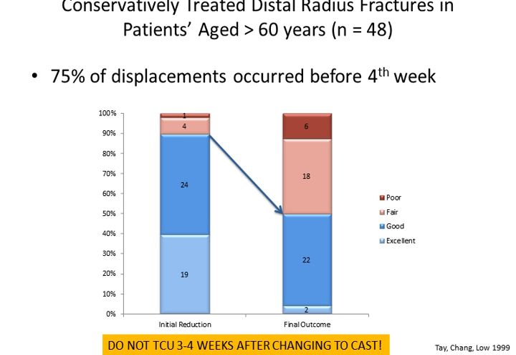So actually, we find that most of these displacements, 75% of patients who are going to displace will displace before the 4th week. So it's very important to see them during the critical period between the 2nd to the 4th week. So do not TCU 3 to 4 weeks after changing the cast. Make sure you see them 1 to 2 weeks later.